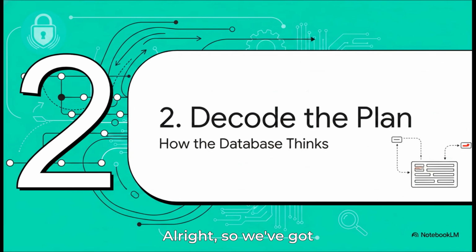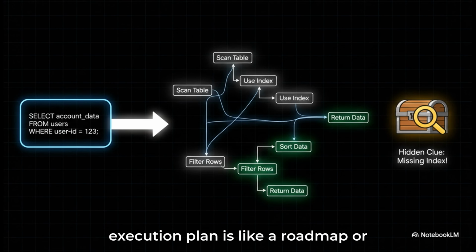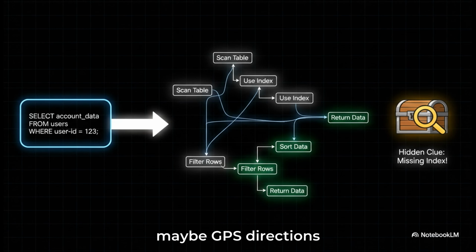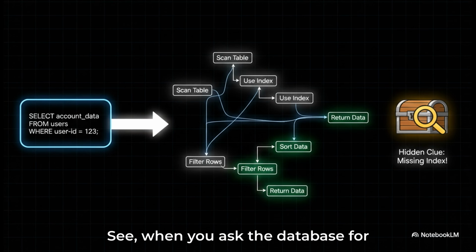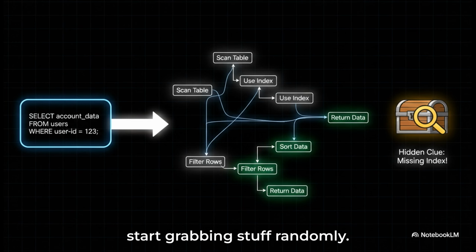All right, so we've got our safe connection. Now the real investigation can begin. Our first step is to try and understand how the database actually thinks. And to do that, we need to look at something called its execution plan. The easiest way to think about an execution plan is like a roadmap, or maybe GPS directions for your query. See, when you ask the database for data, it doesn't just start grabbing stuff randomly. It actually comes up with a step-by-step plan to get that information in the most efficient way possible.